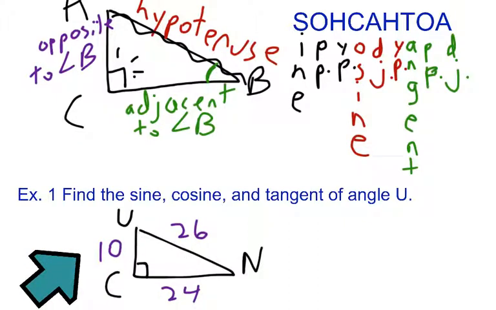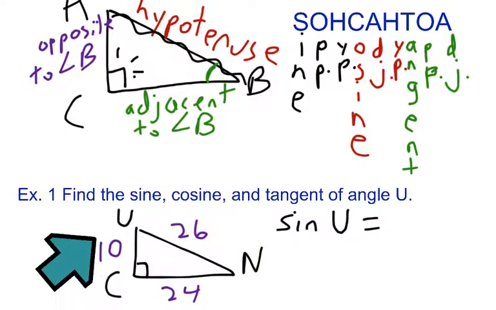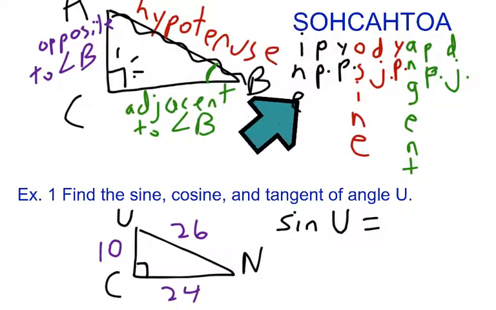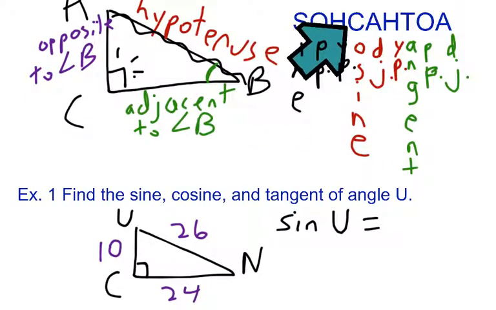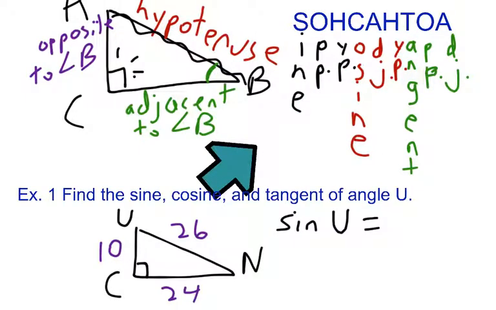And I'm going to start with sine. So sine of angle U equals, and I'm going to look up to my chart. So sine is opposite over hypotenuse. This is giving me the ratio. So opposite's on top, hypotenuse is on the bottom. And I'm going to write that out so you can see it. So it's opposite over hypotenuse.